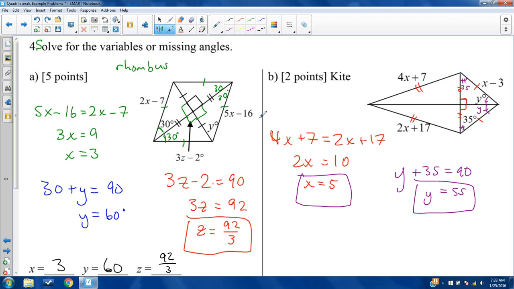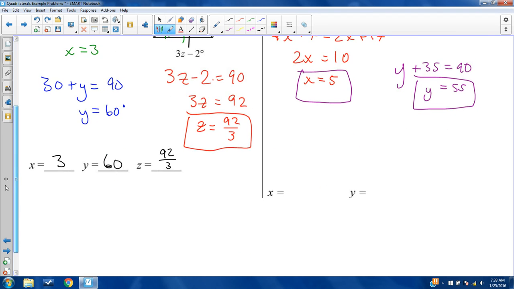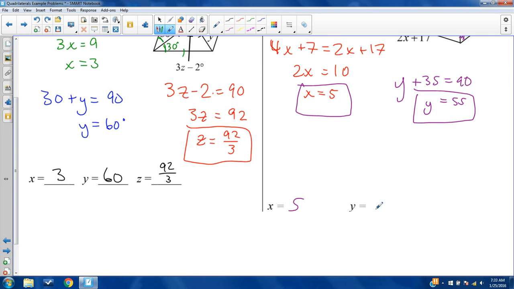They don't ask for anything else. But the kite, like I said, has a lot of complex stuff in it. Just make sure you know where to go with it. Making sure there's nothing else down here. Oh, 5 and 55. A lot of 5s. Moving on.